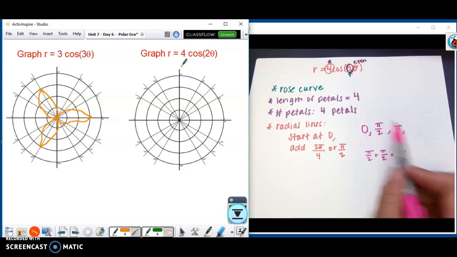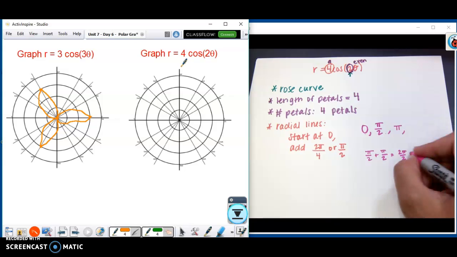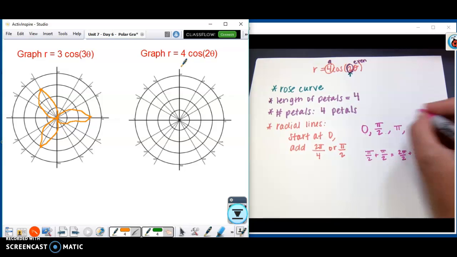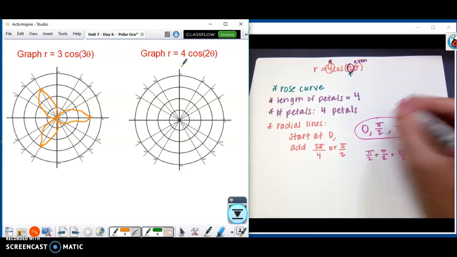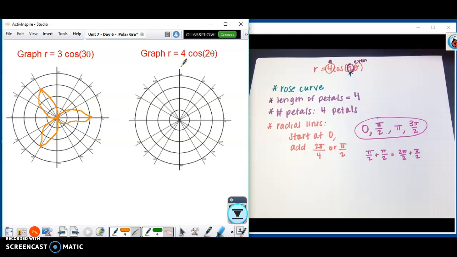Now we have 1, 2, 3, we've got to have 4. If we add another pi over 2, we're going to end up at 3 pi over 2. So we should have 4 petals, 1, 2, 3, 4. They should be evenly spread out. Starting at 0, we added 2 pi over 4 because that's the number of petals, which was really pi over 2. So let's see how we can draw this one.